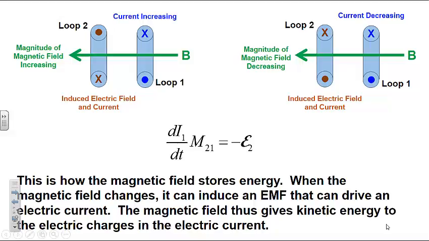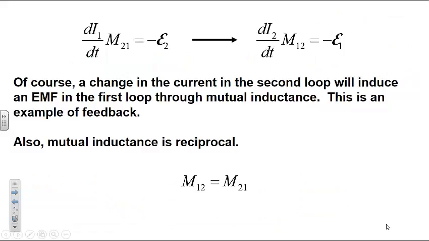This example illustrates how the magnetic field in one inductor stores energy. When that field changes, it can induce an EMF that can drive an electric current in a different coupled inductor. The magnetic field thus gives kinetic energy to the electric charges in that electric current. Of course, because of feedback in the system, if the current in loop 2 also changes, then an EMF will be generated in loop 1. We'll discuss this further when we talk about AC circuits. Lastly, mutual inductance is reciprocal, so that M12 equals M21.